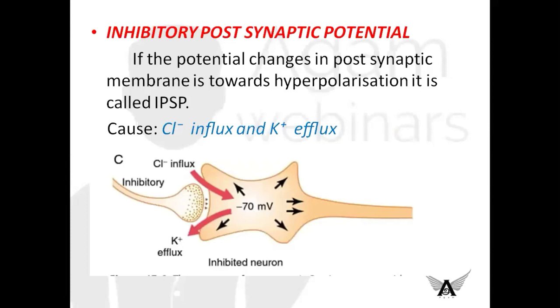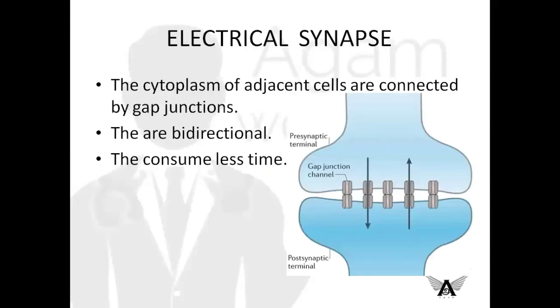A key point to remember: excitatory neurotransmitters open cation channels and inhibitory neurotransmitters open anion channels. Now let us look at a different type of synapse called the electrical synapse. In this type of synapse, the cytoplasm of adjacent cells are connected through gap junctions, which allow the passage of ions responsible for neuronal transmission. This type of transmission is bidirectional, while the transmission in a chemical synapse is unidirectional, which is a basic property we should know. And the time for neuronal transmission in an electrical synapse is very less compared to that of a chemical synapse.